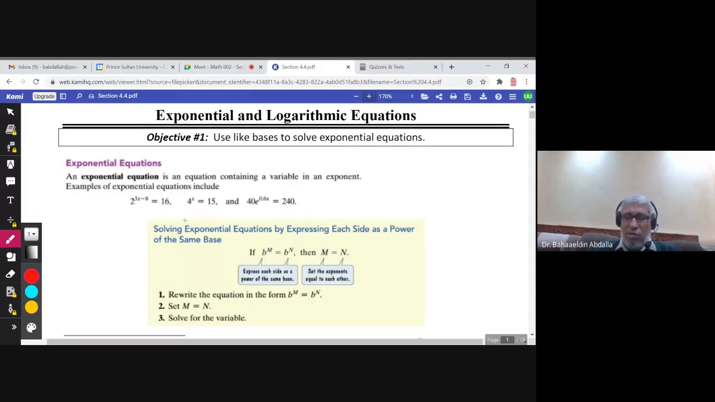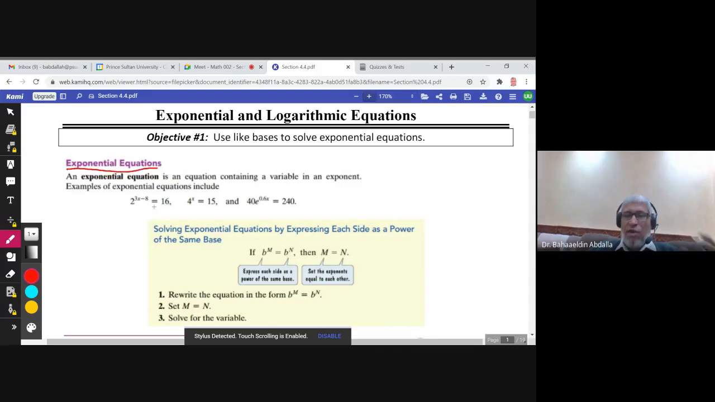There are certain objectives as usual, and let us start by the first objective. Before the first objective, we have two things in this section: exponential equations and logarithmic equations. We will talk today, inshallah, about exponential equations.